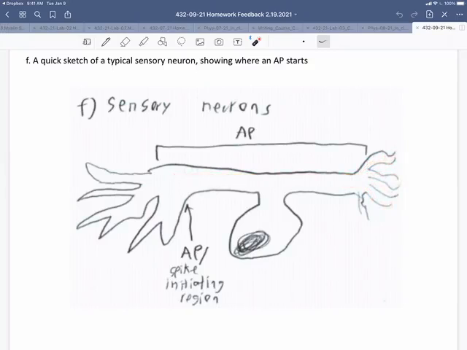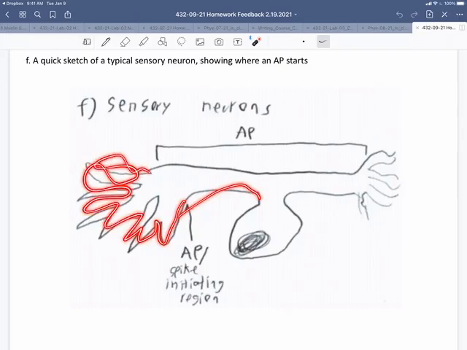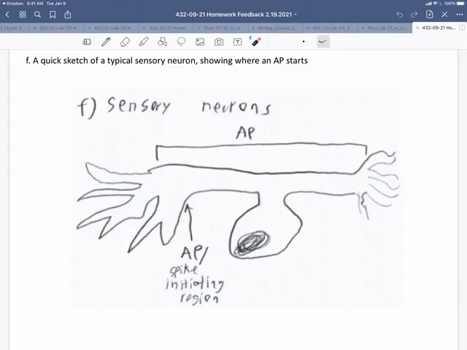And so the action potential actually starts in here. The spike initiating region in these is here. It's really one giant axon, but this part out here is actually functioning as dendrites.